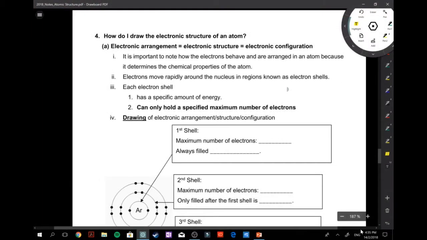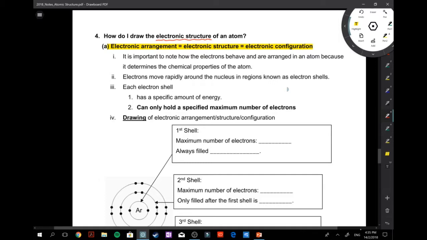If you take a look at the notes, you realize that the first point is about the electronic arrangement, electronic structure, and electronic configuration. These are three terms that can be used to describe the same thing, and they are interchangeable. So the question can use either one of them, and they're actually referring to the exact same thing. So why must we know how to draw the electronic structure of an atom?